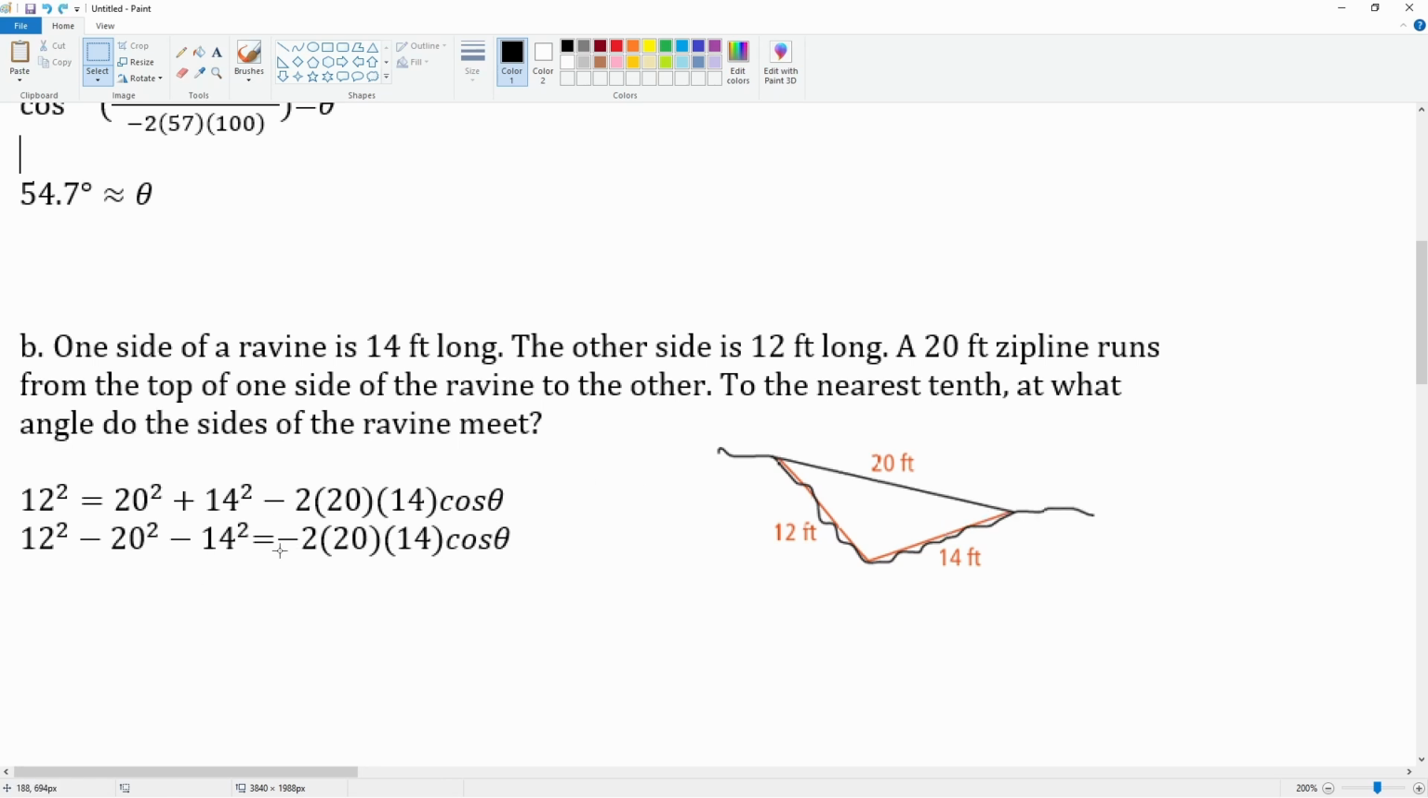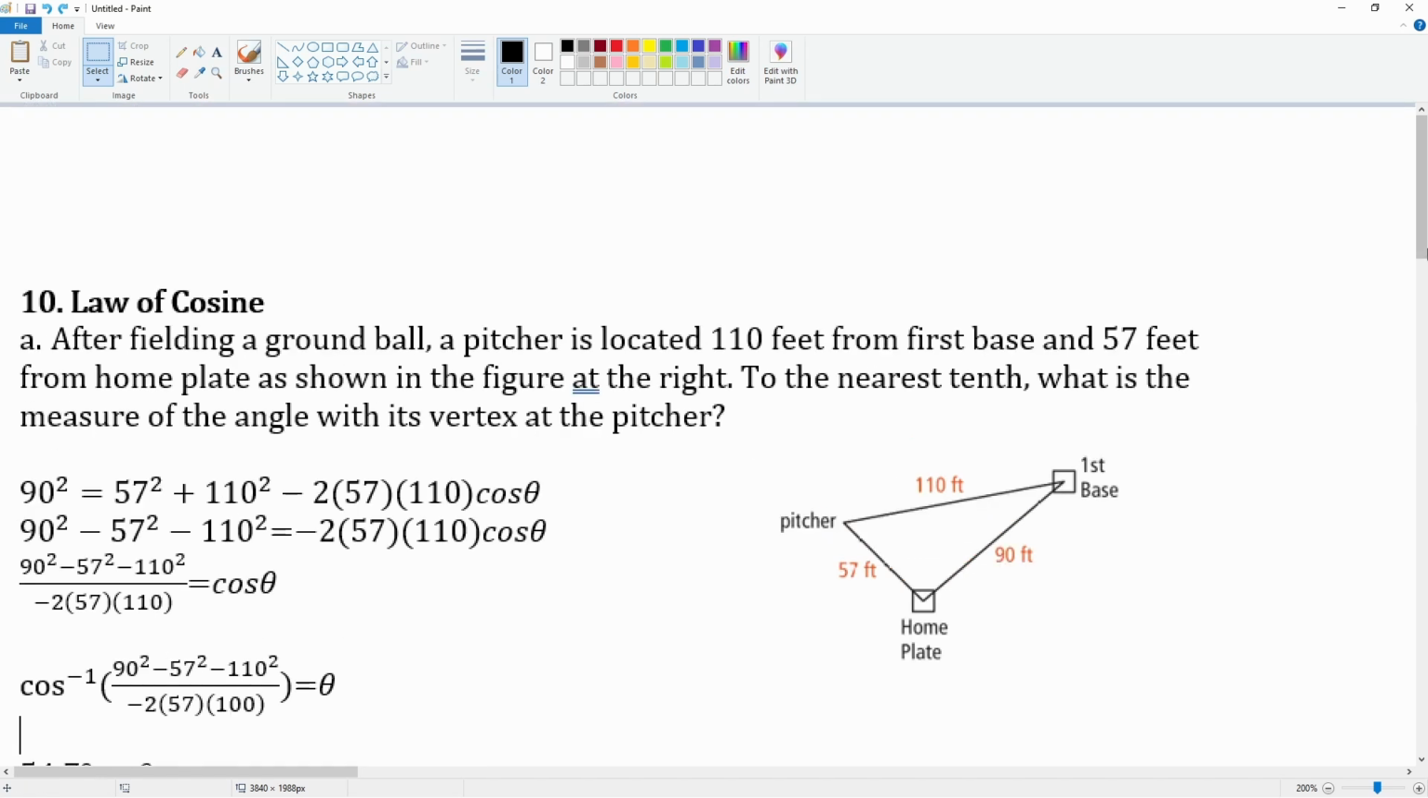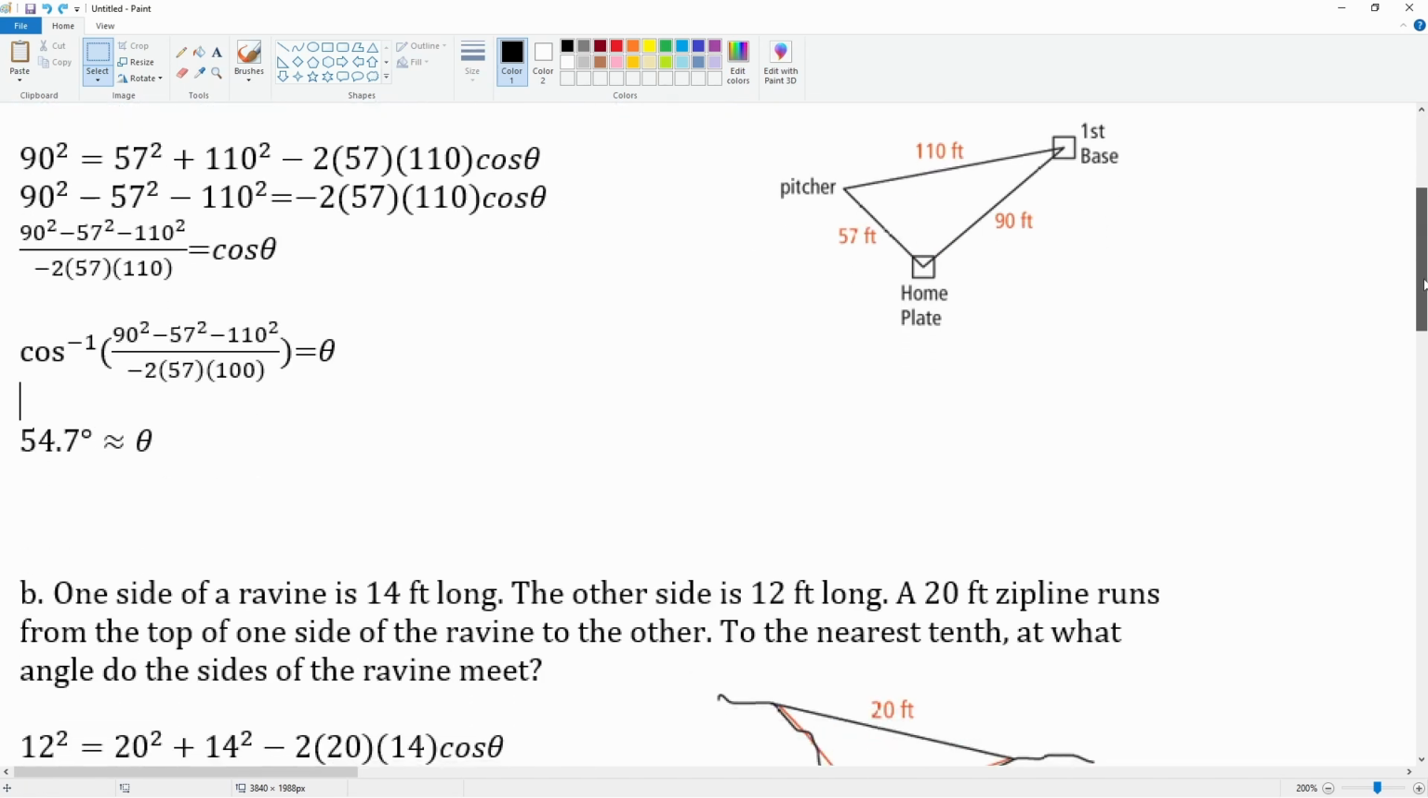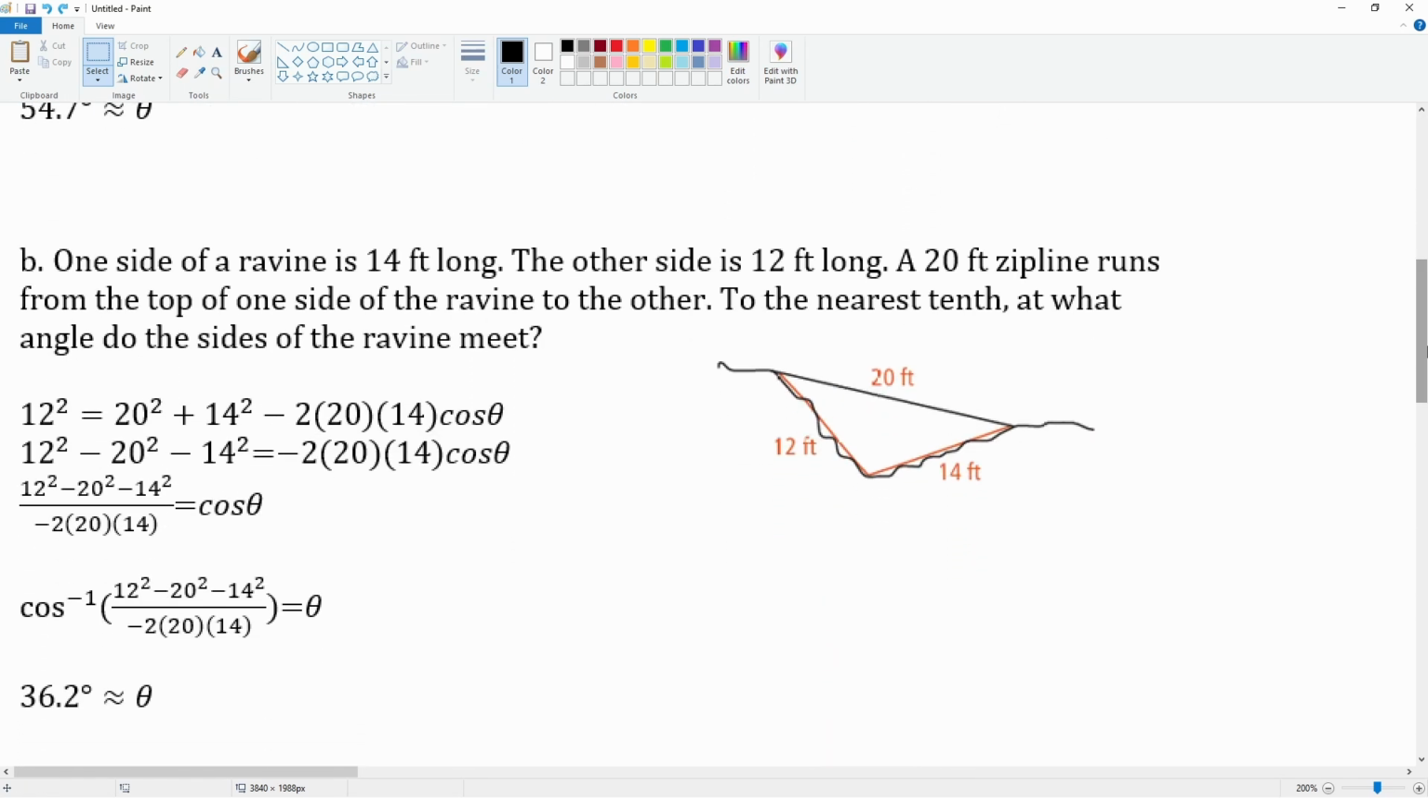Subtract over, divide, cosine inverse. That's what theta is. Use a calculator. You're going to get roughly, I think, 36.2 degrees. Okay, there you go.